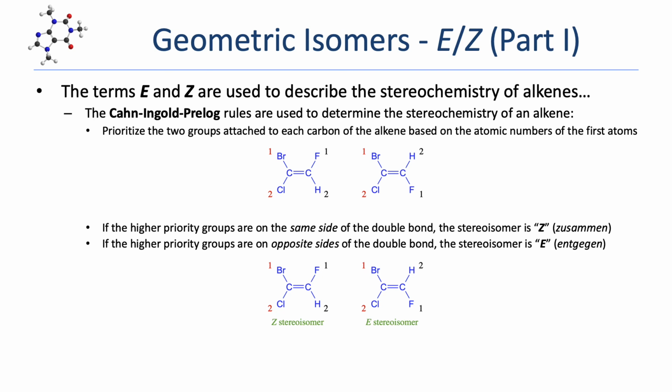So in those two examples we had above, you can see that in the left molecule, the higher priority groups, the bromine and the fluorine, the 1 priority groups, are on the same side. So that is the Z isomer. In the second structure, we can see that the higher priority groups, the bromine and the fluorine, the 1 groups, are on opposite sides, top and bottom, of that alkene. So it is the E isomer.